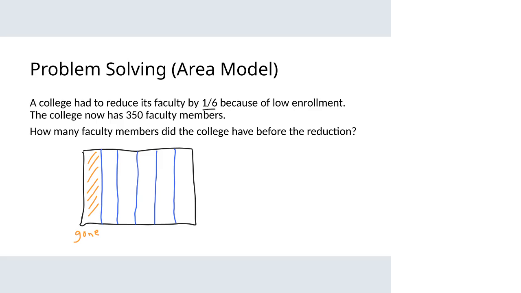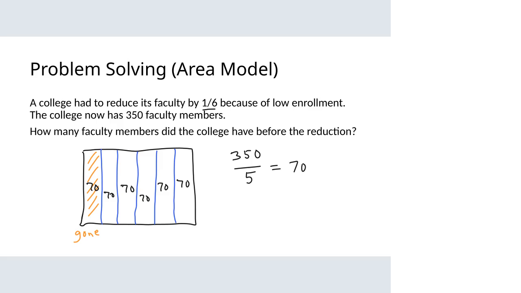Excellent, Courtney. 70. So what we're saying is we have 350 faculty members left, and that's 1, 2, 3, 4, 5 pieces. So there are 5 pieces of this picture that represent 350 faculty members. So if we divide, each piece has 70 faculty members in it. So that means each of these pieces is 70 faculty members.